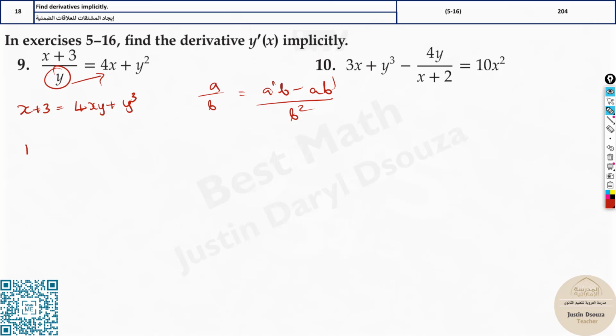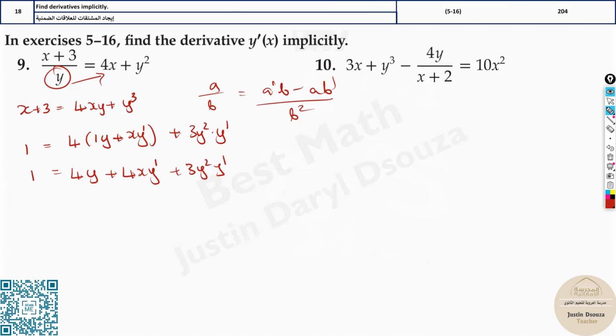It'll be so easy. See, 1, because x will be 1, equals 4. Over here you have to use the product rule, which we have used many times before. 1 times y plus xy prime, plus over here 3y power 2 into y prime. And now here let's multiply this 4 inside. It will be 4y plus 4xy prime plus 3y square y prime. Over here we have 1.